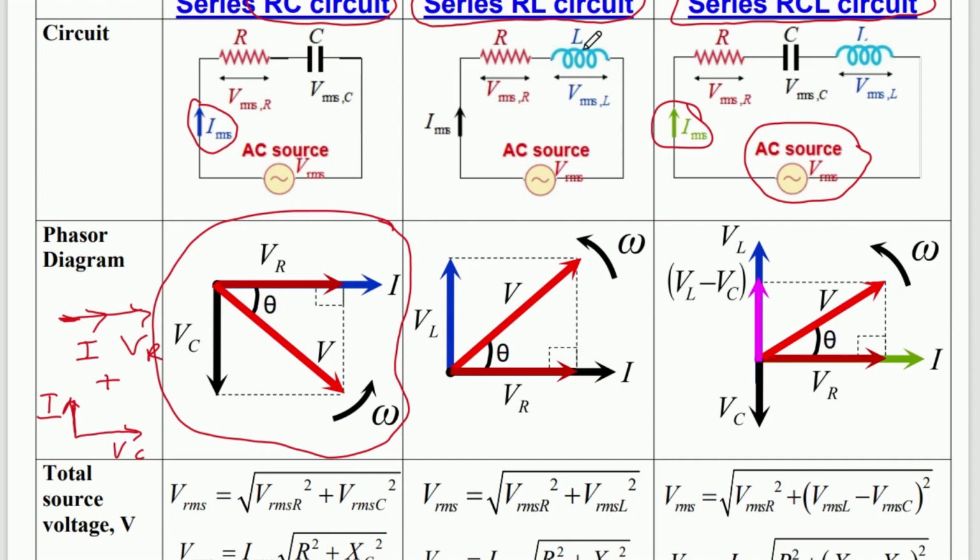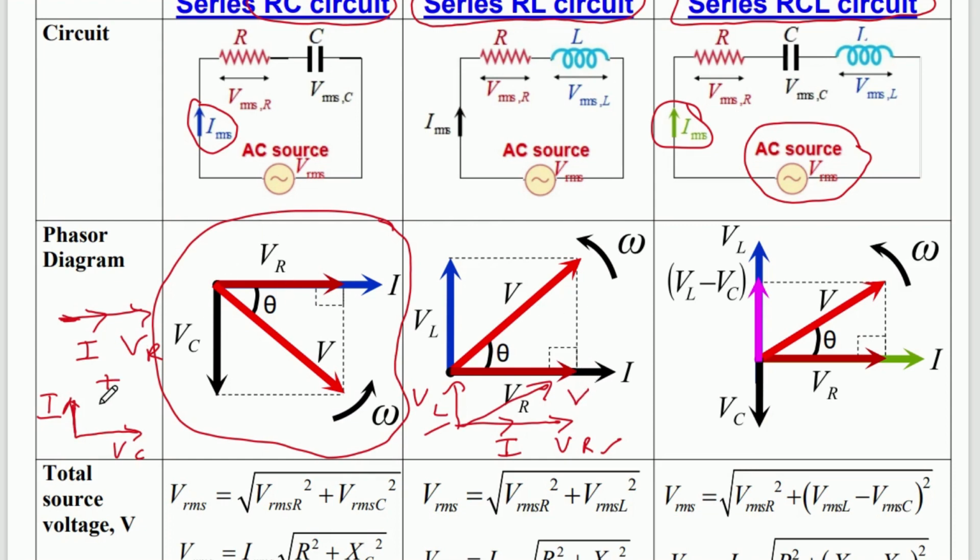Now look at the RL circuit. In the RL circuit we combine the pure resistor and the pure inductor. Here is the figure for the pure resistor, this I and VR. For the pure inductor, voltage leads current. So this is the voltage, with the current here, and this is the value for VL. Can you see? This is the phasor diagram for the series RL circuit: VL, I, VR. Since we have VR and VL, the resultant must be in the middle here. So this is V, the total output voltage, the resultant.